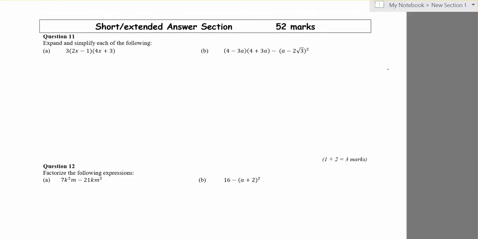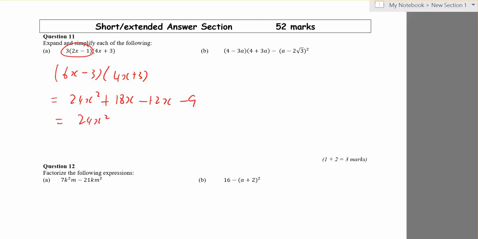Question 11, expand and simplify the following. So I like to expand this part first. So this becomes 6x minus 3. Then the second bracket didn't disappear, so you need to multiply the first result with the second one. So we'll get 6 fours are 24x squared plus 18x minus 12x minus 9. Simplify. That's 18x minus 12x is 6x minus 9.